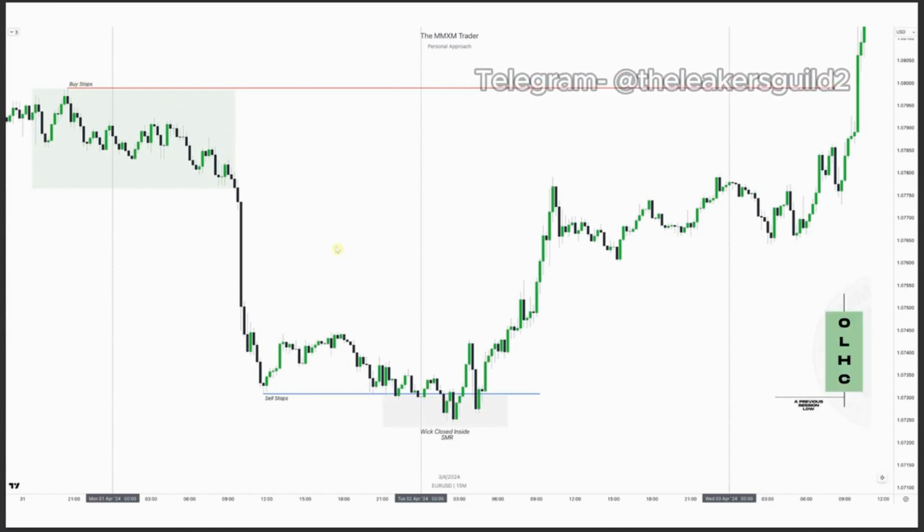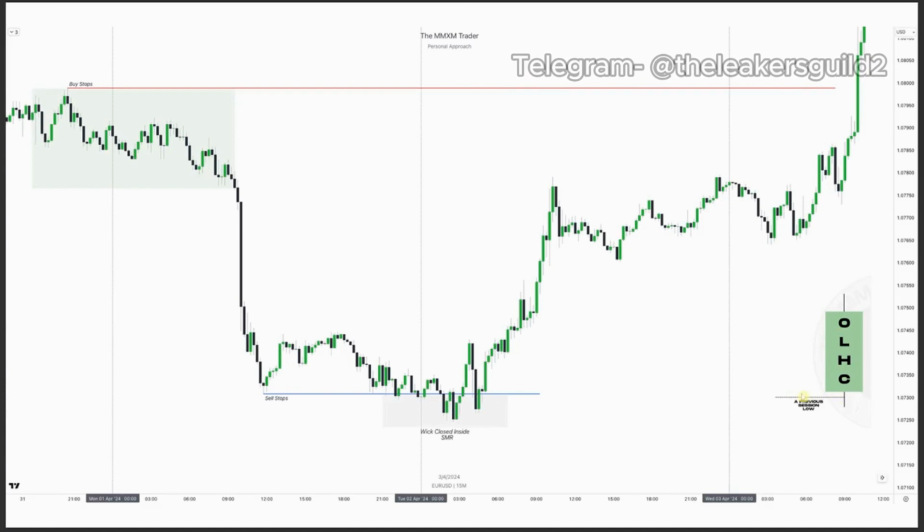completing that market maker buy model. So what does that look like on a classic buy day, right? We've got an open, low, high, close candle. We want to raid a previous session low on the third day. So what are we going to be looking for?